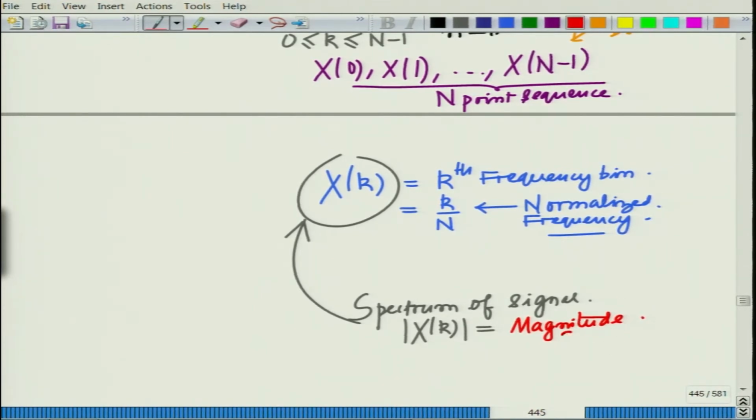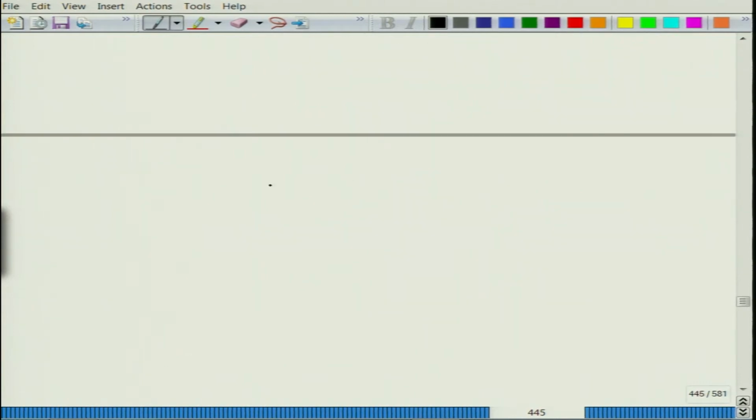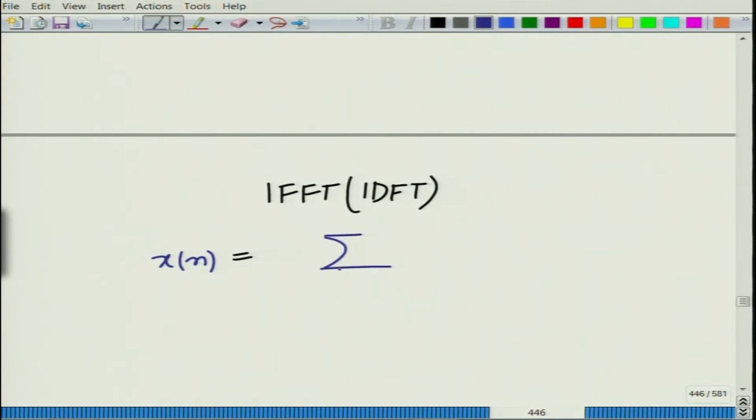This is what is known as the magnitude spectrum. Okay. And now, if you look at the IFFT or the IDFT, right. The IFFT or IDFT can be defined as, naturally, this performs the inverse operation. So, this will give you x[n] in terms of the frequency bins or the Fourier values.